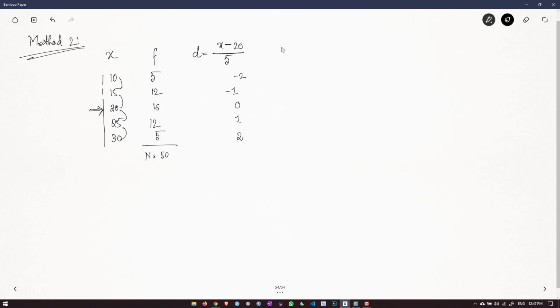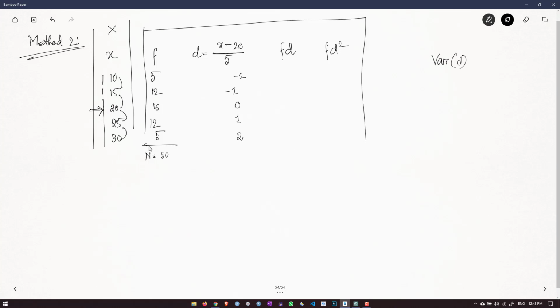Then we will calculate f into d and f into d square, because in this case our objective is to find the variance of d. We will completely ignore this line now and think that this is our table. We are given d and we are given f, and you have to find the variance of d. Ignore the column x for some time. So we have certain values of d and their frequencies.